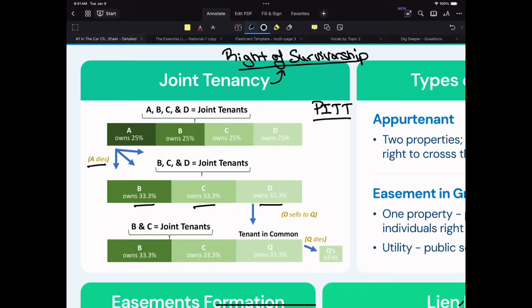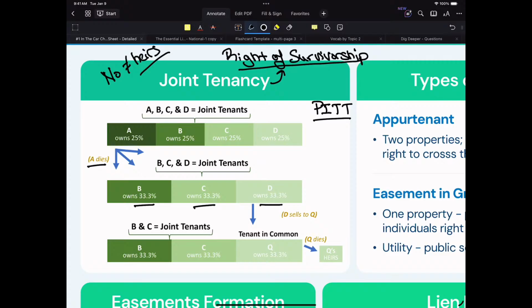And a lot of students like to complicate it. Look, if it has the right of survivorship, when you die, it goes to your remaining owners. There are no heirs. It's going to go to the remaining people.